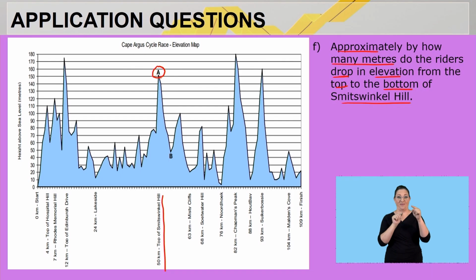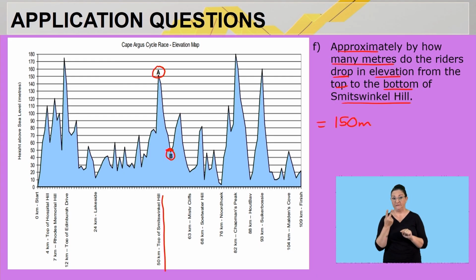So basically we want to know by how many meters they will drop from here all the way here. So from A to B. That's actually what we are saying there. The top of Smitswinkel Hill to the bottom, which is there at B. Guys, are we still fine? So by how many meters? When they're at the highest point, they are approximately at 150 meters above sea level. We agree. Then they will drop all the way down to here.